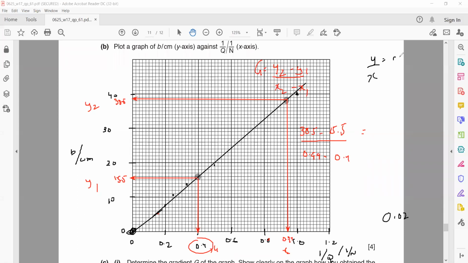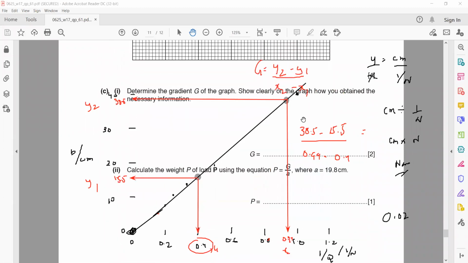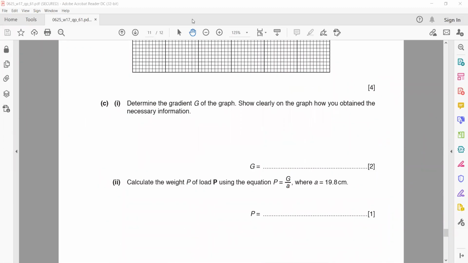On y-axis I have centimeter, on x-axis I have 1 over Newton. So centimeter divided by 1 over Newton. When I change this division into multiplication, this will become reciprocal. It was actually centimeter Newton, or Newton centimeter. So here the value of the gradient was 42.6 Newton centimeter.